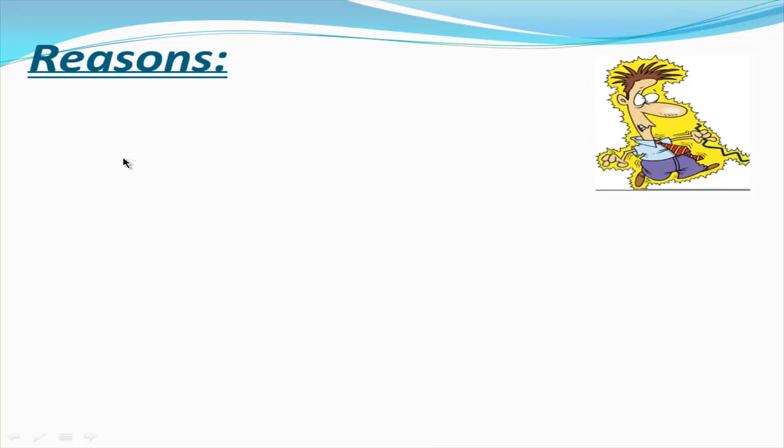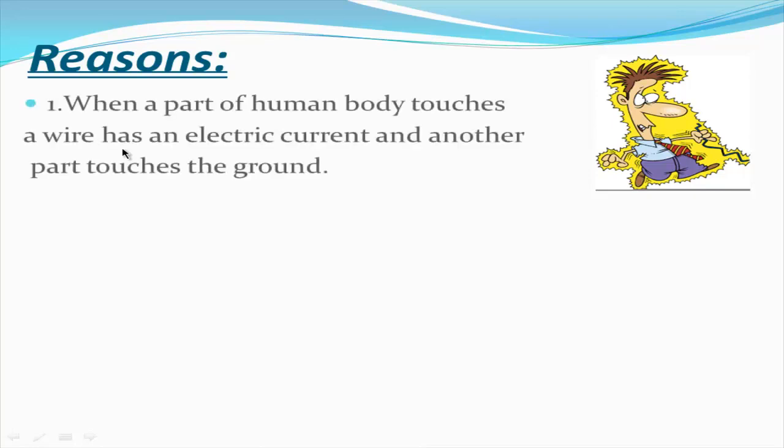Reasons for the electric shock occurring. Number one, when a part of a human body touches a wire that has an electric current and another part touches the ground. Again, when a part of your body touches a wire that has an electric current and the other part of your body touches the ground.